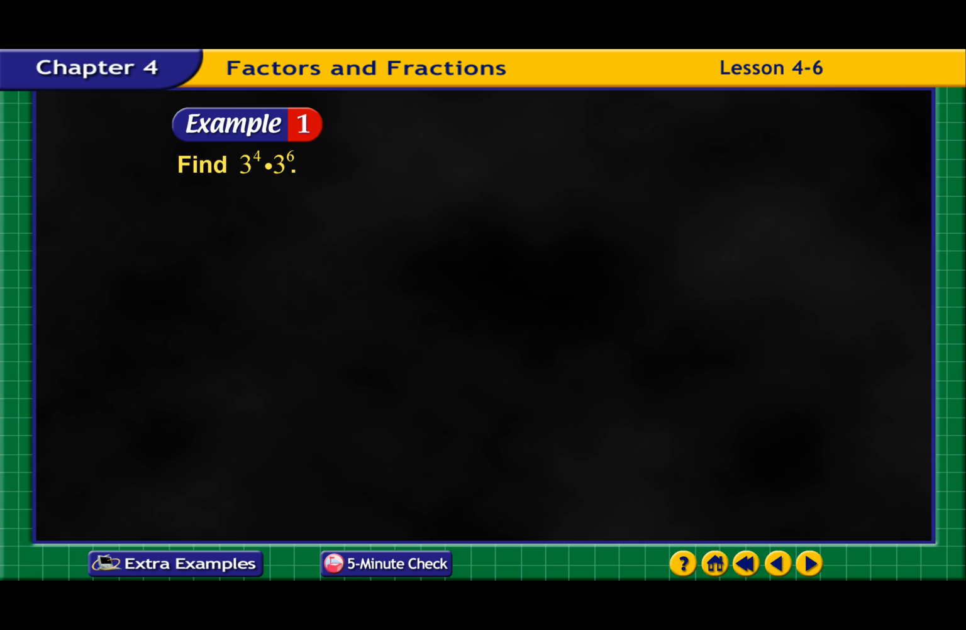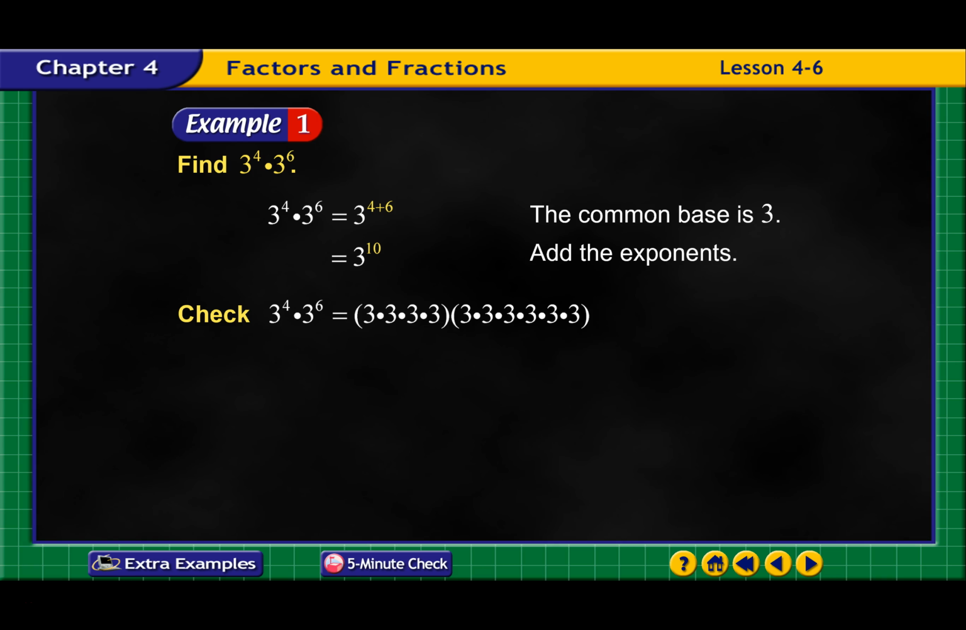All right, find 3 to the fourth times 3 to the sixth. Well, we know that if it has a common base of 3, we can add the exponents. So we change it to 3 to the 4 plus 6. So 4 plus 6 is 10 when we add the exponents, so 3 to the 10th.